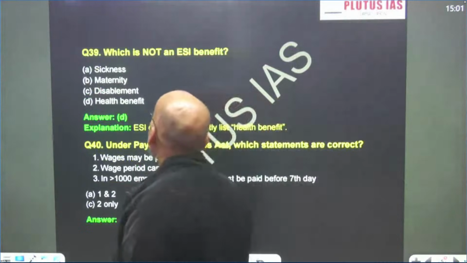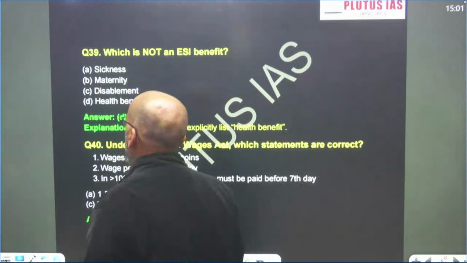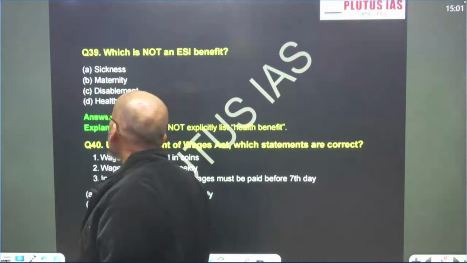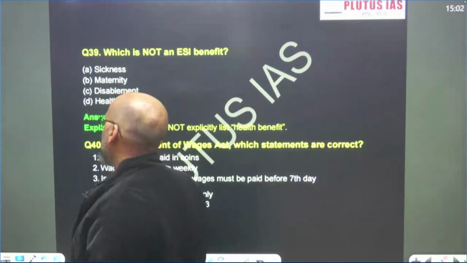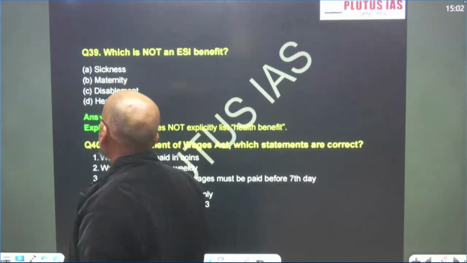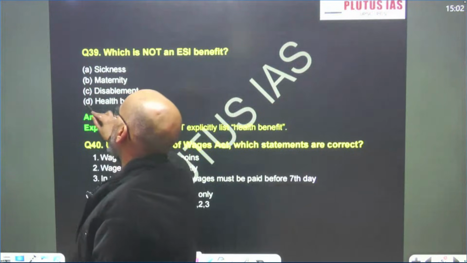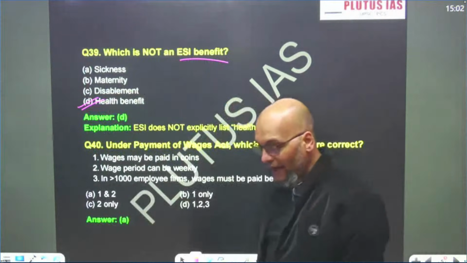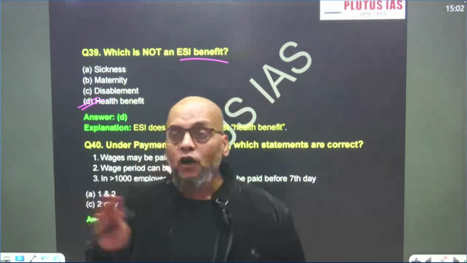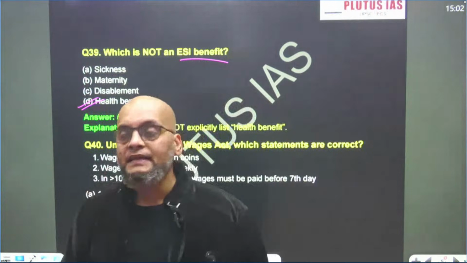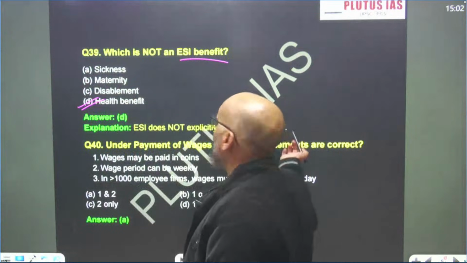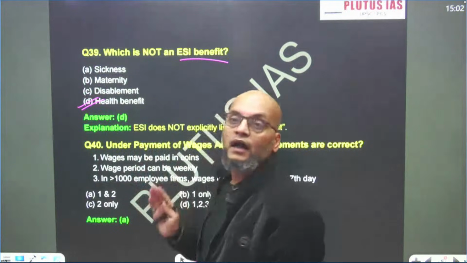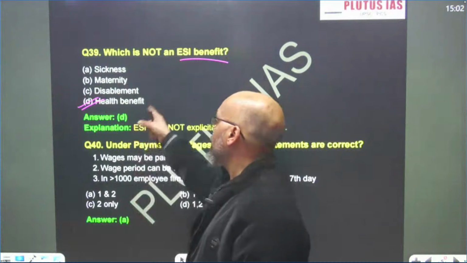Now, next is, which is not an ESI benefit? So out of these four, which is not an ESI benefit? First is sickness, it is an ESI benefit. Maternity, again, it is a benefit. Disablement or health benefit is not an ESI benefit. Okay. Why? Because in ESI, it is not mentioned clearly or explicitly that health benefit is incorporated. Health benefit is not mentioned at all under ESI benefits. That is why we take option D.